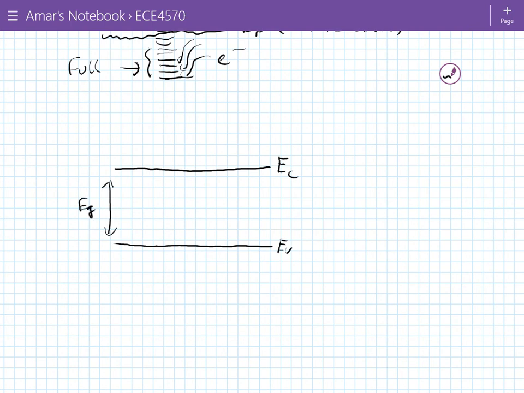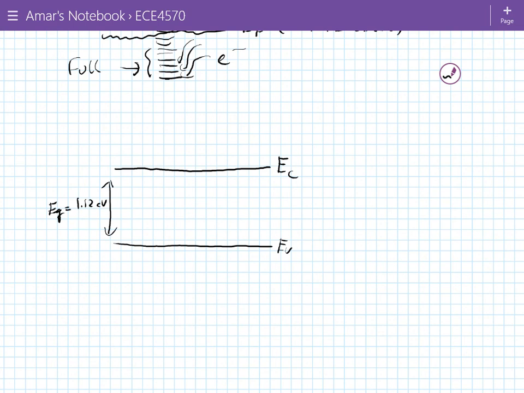Does anyone remember what the band gap of silicon is? Just for trivia. 1.4. 1.12 electron volts. 1.12 eV.